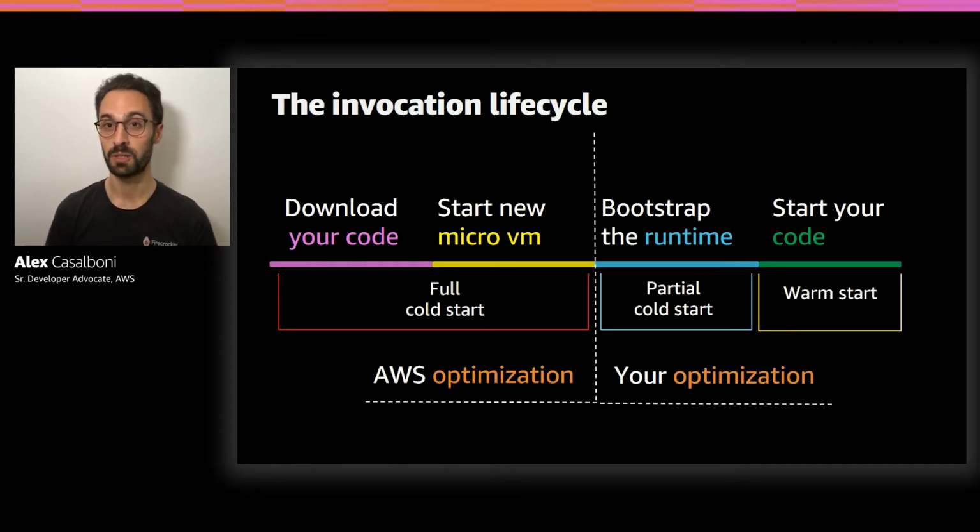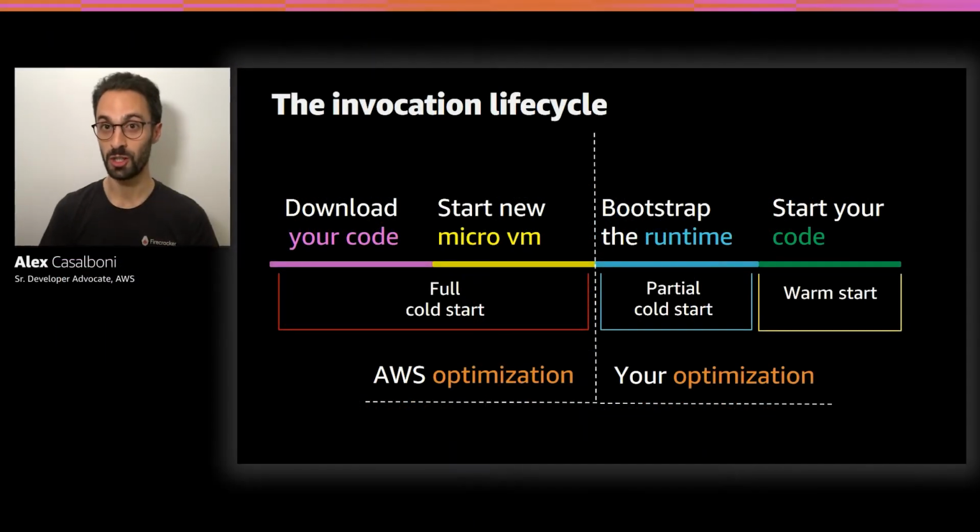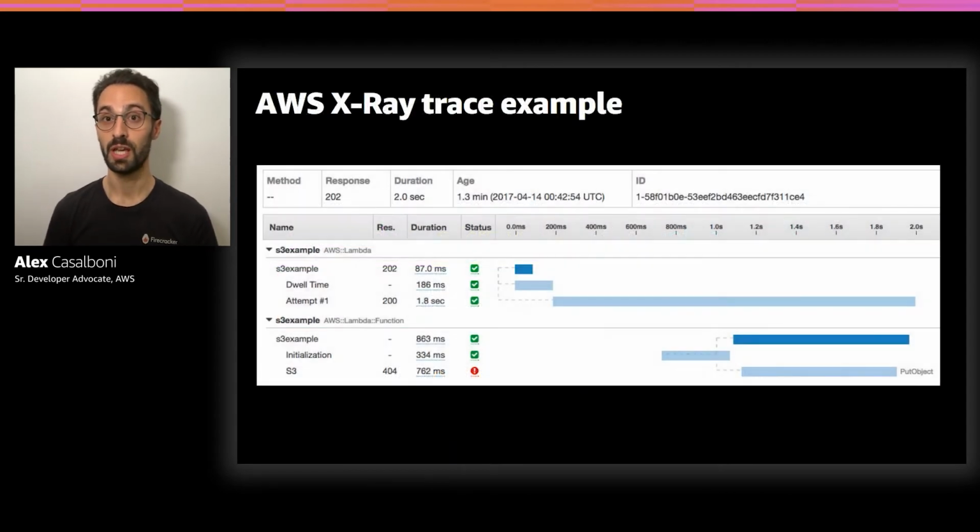So you are responsible for optimizing your runtime if you're bringing a custom runtime, and you are responsible for optimizing and maintaining your application code, of course. So in this session, we're going to talk mostly about that last part, what you can do in your code to optimize the cold starts and what you can do to optimize all the rest of your Lambda function execution as well.